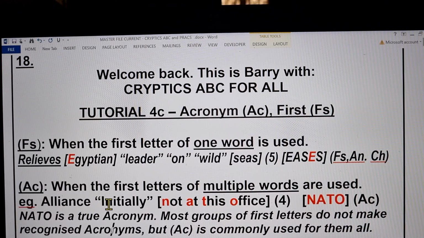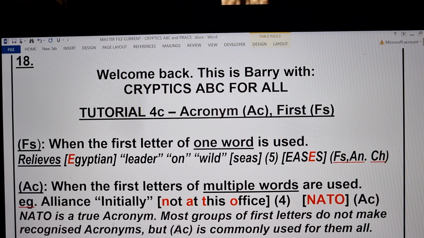Well, initially, right, initially, not at this office. Notice the first letters of not at this office. NATO, that's where you get the NATO. So it's an acronym. Now, of course, NATO is a true acronym. It's used all the time. Now, we all know what NATO is.